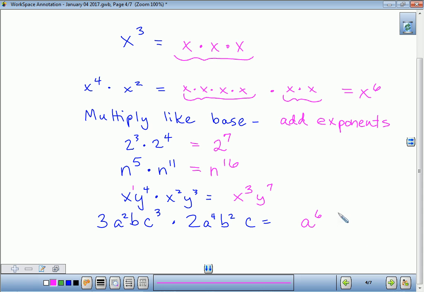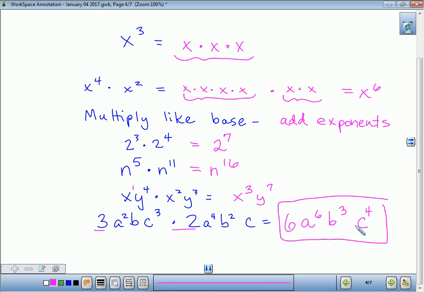And so we would have b to what power? B to the 3rd, because the understood 1 plus the 2 makes 3. And c to what power? 4. Now, here we have the 2 and the 3. What do we do with that now? We actually just multiply them. So 3 times 2 is 6. So simplified, this becomes a to the 6th, b to the 3rd, c to the 4th.